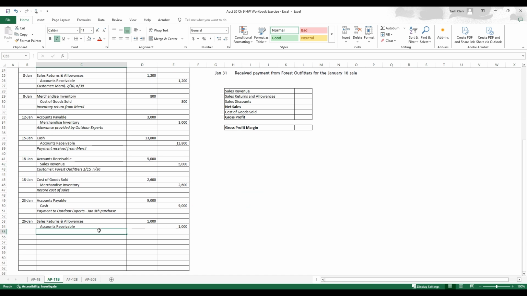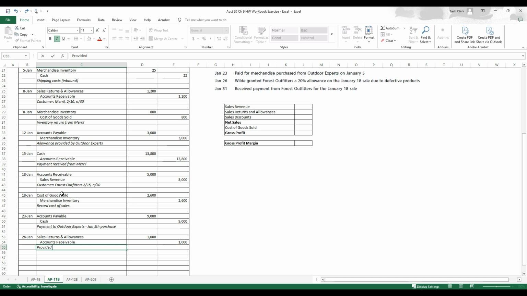But here we are. We are provided, let's say granted, just the same terminology, granted allowance to Forest Outfitters. And we'll just leave it at that.